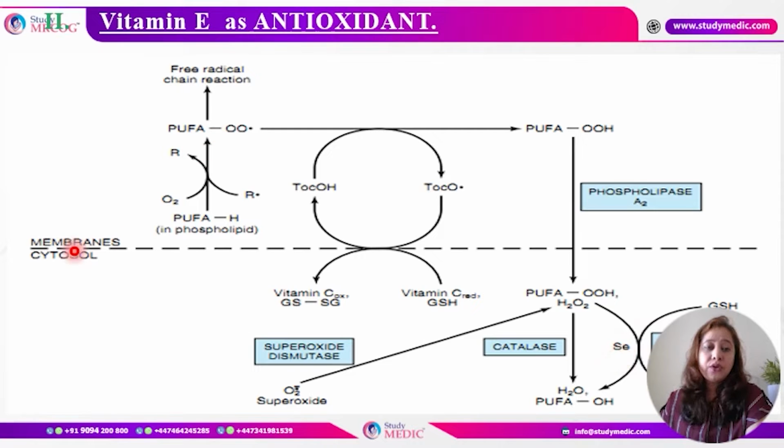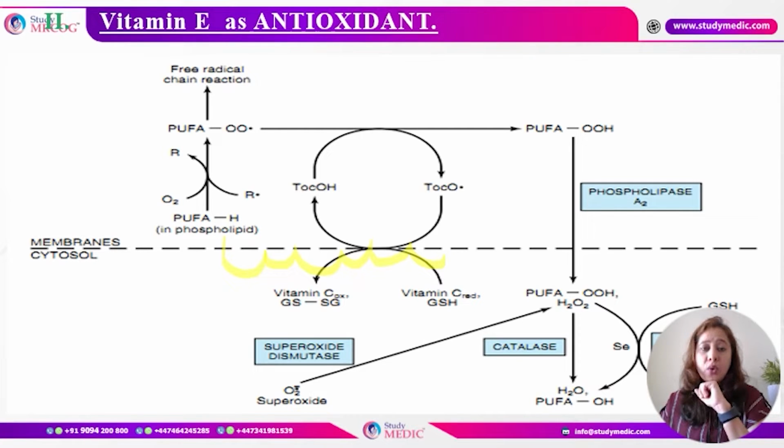So if you see this plasma membrane, the plasma membrane is made up of PUFAs. The R superscript dot is a free radical. It can attack the PUFA, and the PUFA now becomes a free radical. So the sequence of reactions can continuously go on, and it causes a breach in the membrane.